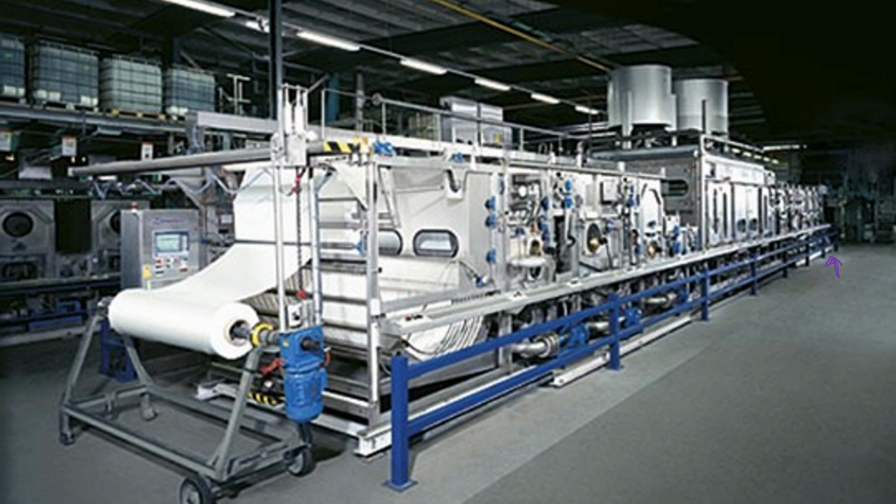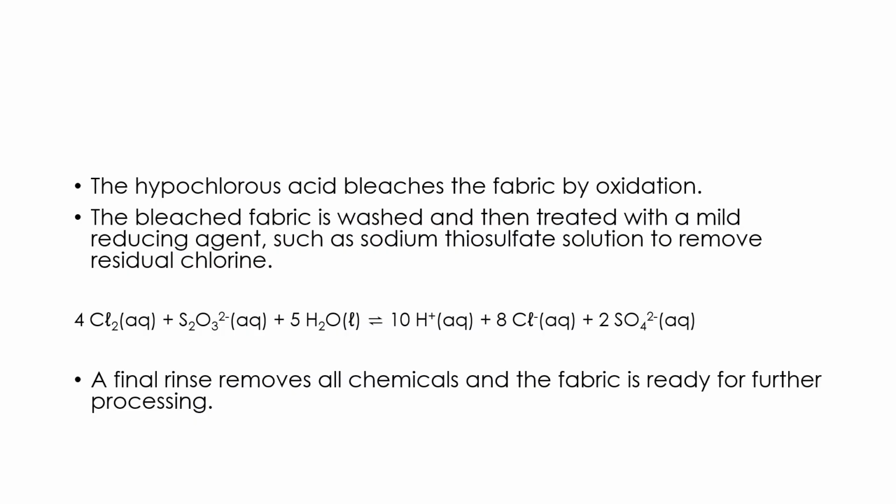Then it's washed with dilute sulfuric acid water, and then towards the end you treat it with sodium thiosulfate, and that's to remove any chlorine products still left behind, and then washed, and here we have our bleached cotton. So the hypochlorous acid bleaches the fabric by oxidation, and the bleached fabric is washed and then treated with a mild reducing agent such as sodium thiosulfate to remove any residual chlorine. So this is how they remove residual chlorine. And then it's washed to remove any final chemicals.